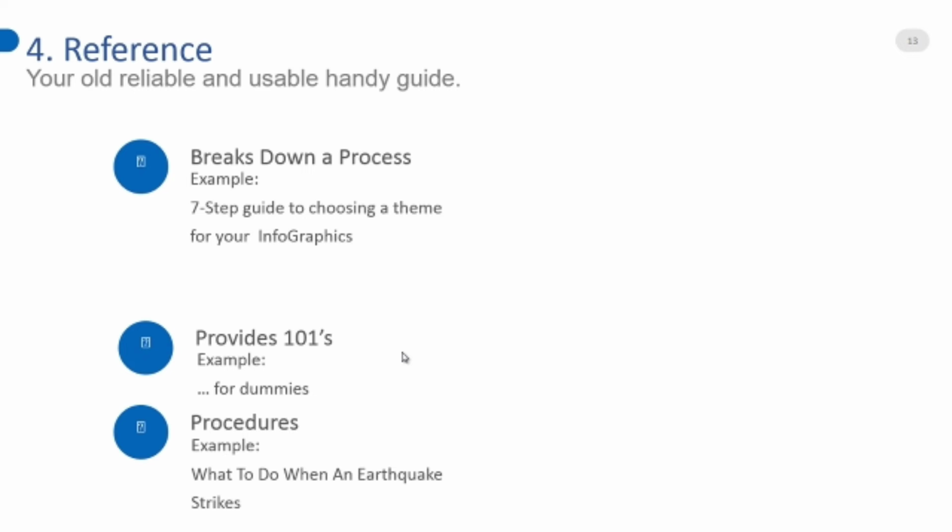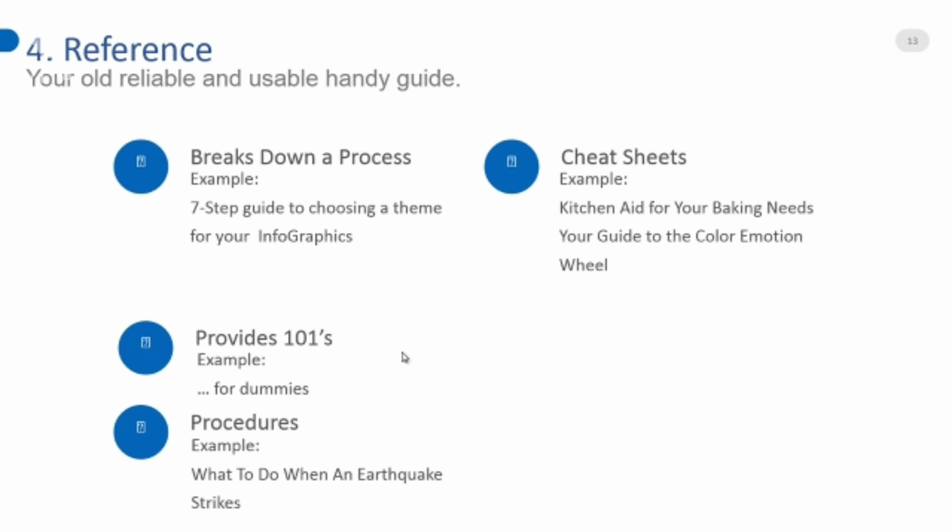Another example, what to do when an earthquake strikes. So what do you do? Survival guide, bug out bags. What do you do immediately? What do you do afterwards? Kind of thing. Cheat sheets are another good thing. So, for example, KitchenAid for your baking needs, your guide to the color emotion wheel, things like swipe files, templates, things that are easy and take something complex and make it easier. Usable charts. Example, the metrics conversion chart.